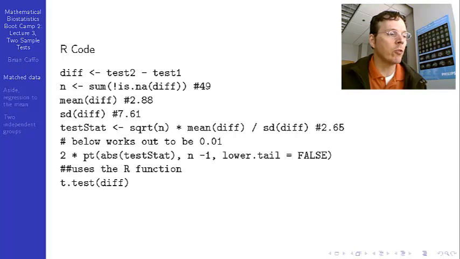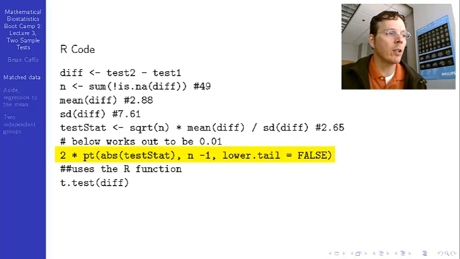The two-sample p-value works out to be 0.01, so we reject. We knew we were going to reject because 2.65 is a big value of a standard normal, and by the time we get to 48 degrees of freedom, we're pretty close to a standard normal. So we knew that with 2.65 we were going to reject.